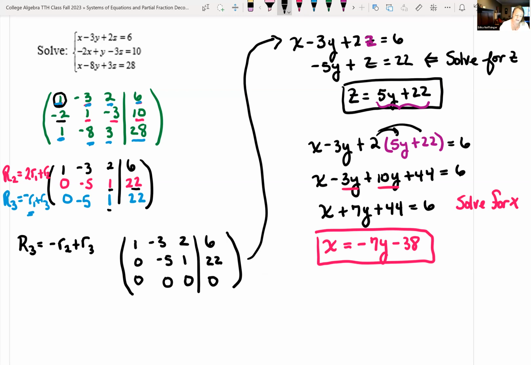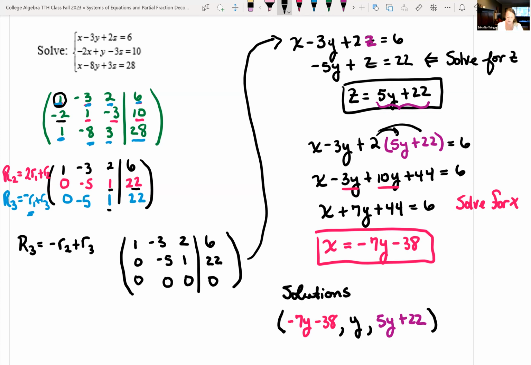And so our solution is a dependent system. It has an infinite number of solutions. Our x value is -7y minus 38. We have our y value. And we have our z value, and z is 5y plus 22. So in this case, and how we wrote it, our solution depends on what you choose y to be.